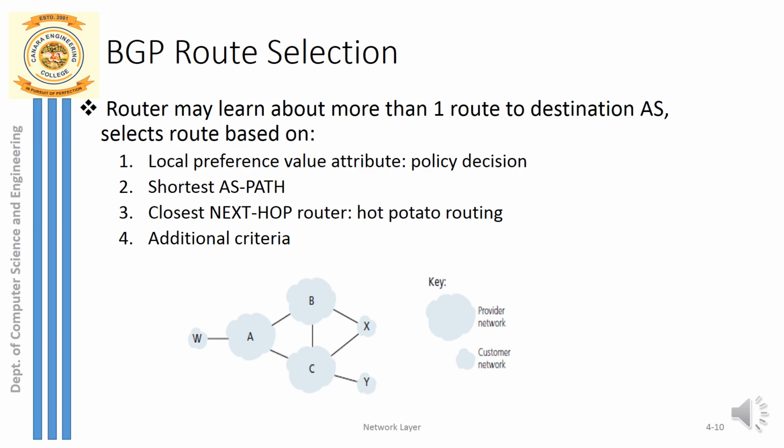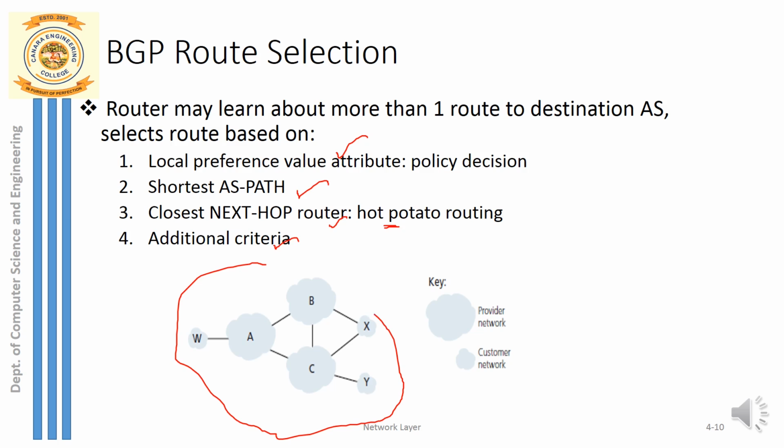BGP route selection we have now. Okay, so here we can just see the four policies used. The first one is that the route is selected based on the local preference value attribute, then shortest AS path, then closest next hop router, which is also called hot potato routing, and then additional criteria. So what is the meaning of these four policies here? Okay, we'll just see that with the help of a scenario here.